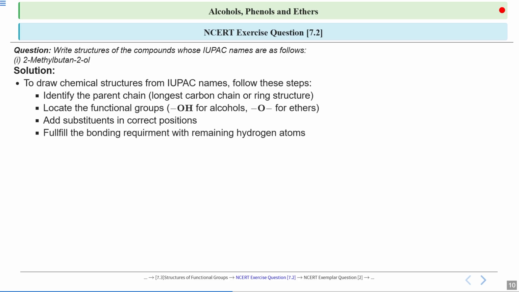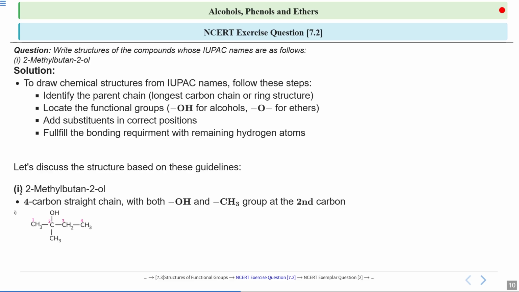Fourth step, fulfill the bonding requirement with the remaining hydrogen atoms. The remaining valency of carbon will be filled with the hydrogen atoms. Now let's discuss the structures based on these guidelines, these steps we just have seen.